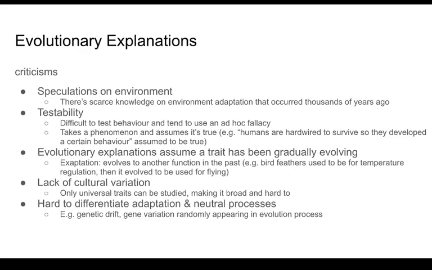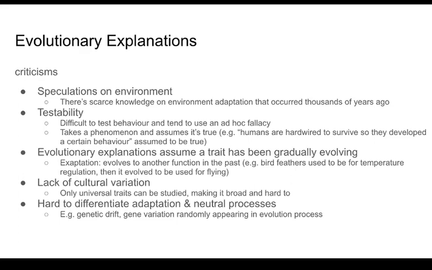And finally, it's also hard to differentiate between adaptation and neutral processes. So there are times when a gene would mutate and evolve, however, it's not evolving for the best cause, but it's just mutating because it's a random process that naturally happens. That's usually very hard to differentiate in evolutionary explanation.